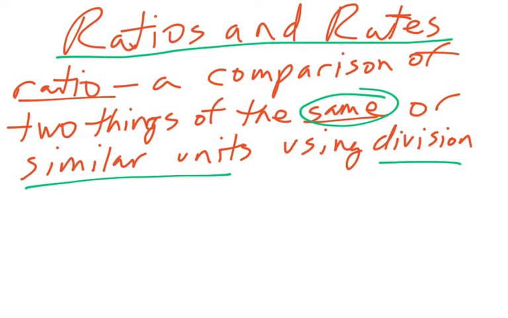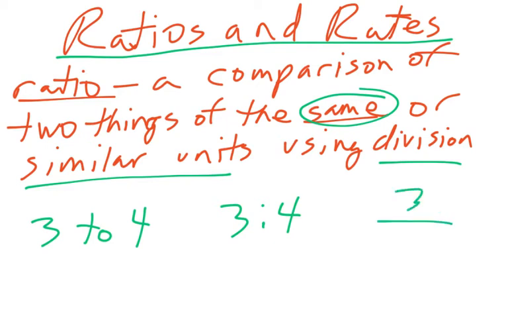Ratios can be expressed a couple of different ways. The first way is with the word "to" in front of it, so we could say 3 to 4. That would be one example of the way a ratio is expressed. It could also be expressed using a colon, so we could have 3:4. And then the most common mathematical way would be a fraction, so it would be 3/4. Those are the three different ways you could see a ratio expressed.